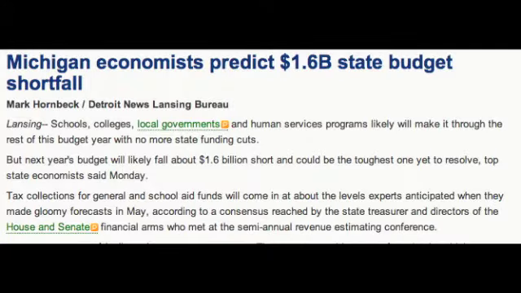Now, if you want to read more, the next paragraph gives you the next most important information. But next year's budget will likely fall about $1.6 billion short and could be the toughest one yet to resolve, top state economists said Monday. We've pretty much exhausted the 5 W's and the H. One sentence in the lead, second sentence sort of fills you in, and then as you go through the rest of the story, following the inverted pyramid format, the facts become least important as you get toward the bottom.